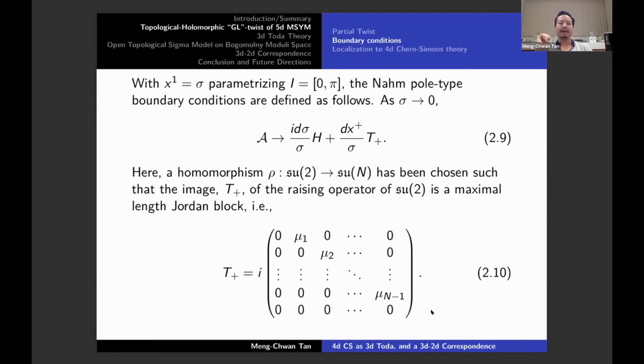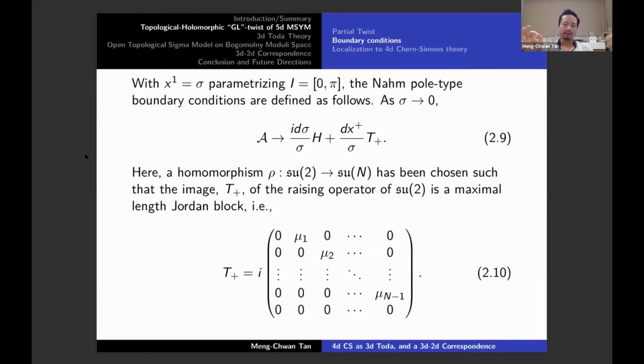Okay, and then along I itself, the interval, which is given by x1, the first factor in the 5 manifold. So we call it x1, and we can label it as sigma. As sigma, we can take it to go from 0 to pi. So the non-pole type boundary condition is defined as follows.